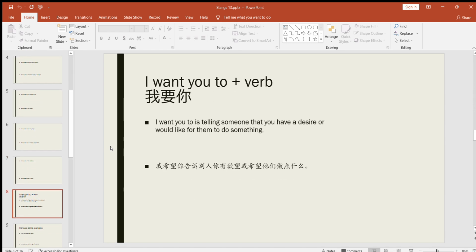Okay, now let's move on to the next one. Again, it's a very useful one. I want you to plus verb. Here you are telling someone that I want you to do this thing. For example, I can say to my students, I want you to study hard. I want you to practice more. Okay, so let's look at the description.